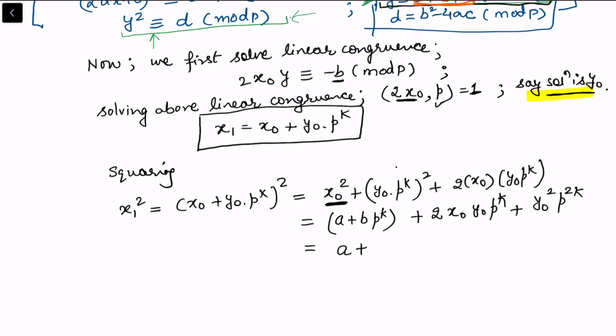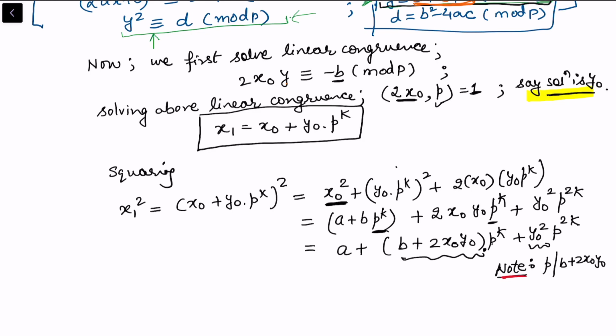A plus, let's take p to the power k common. This will become b plus 2 times x naught y naught, times p to the power k, plus y naught squared times p to the power 2k. And we can see that this quantity comes with the term p to the power k. Both terms are involving p to the power k. And also you can note that p divides b plus 2 times x naught y naught from equation number 2. So this means this expression is divisible by p.